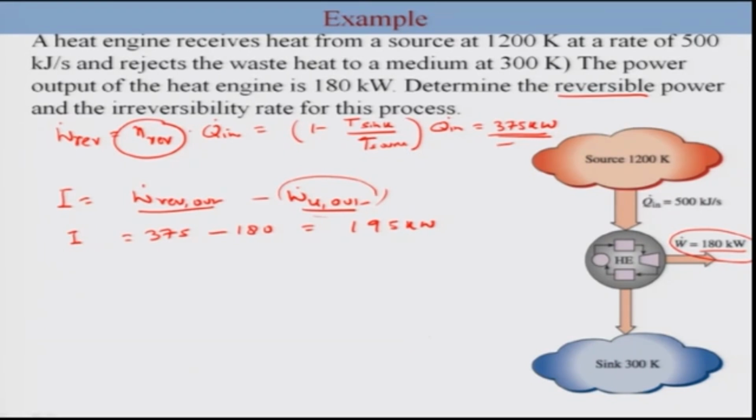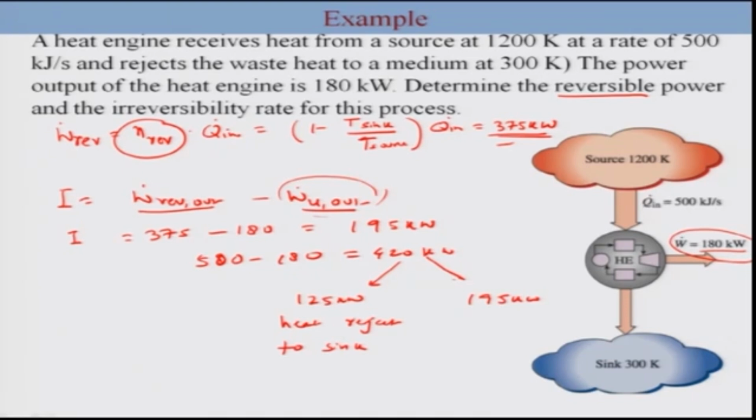Okay. Now, note that the input heat is 500 kilojoules per second, that is 500 kilowatt. Thus, your 500 minus 180 is 420. Out of 420 kilowatt, 195 kilowatt is due to irreversibility, and around 125 kilowatt is the heat which gets rejected to the sink. So, this is not available for conversion to work.